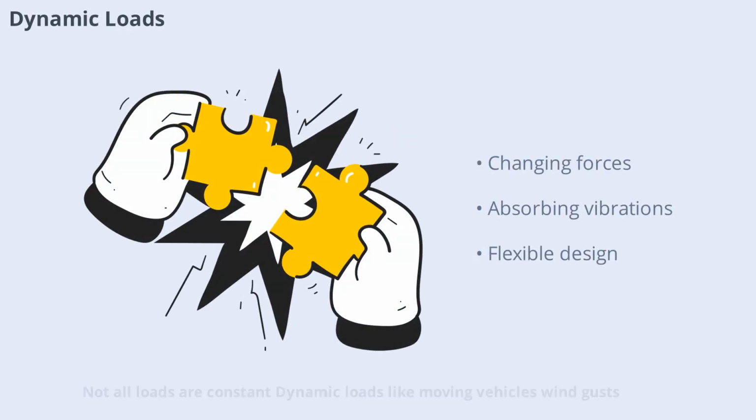Not all loads are constant. Dynamic loads like moving vehicles, wind gusts, or earthquakes change over time and can cause vibrations or oscillations. Engineers must design structures to absorb and dissipate these forces using techniques like dampers or flexible joints. This adaptability helps buildings and bridges stay stable under changing conditions.